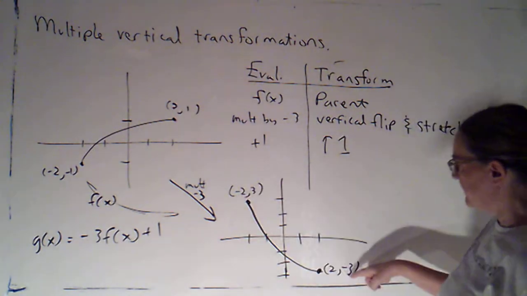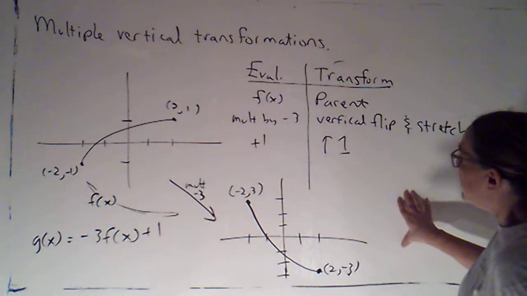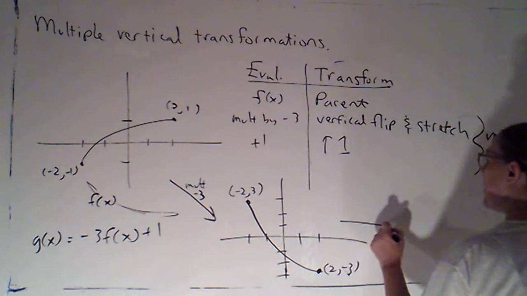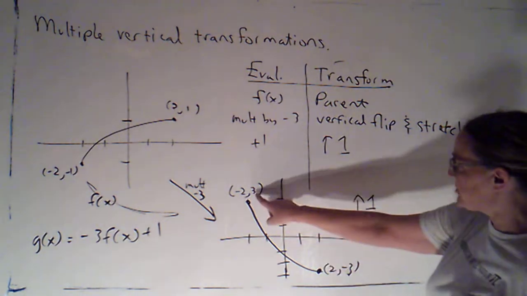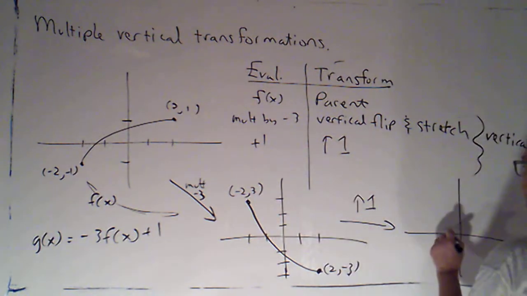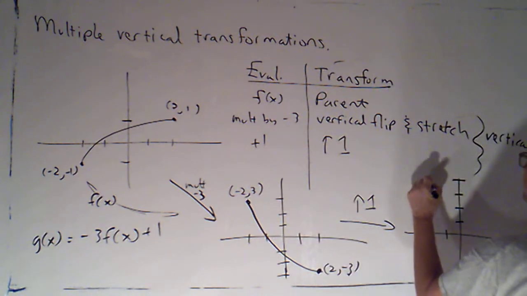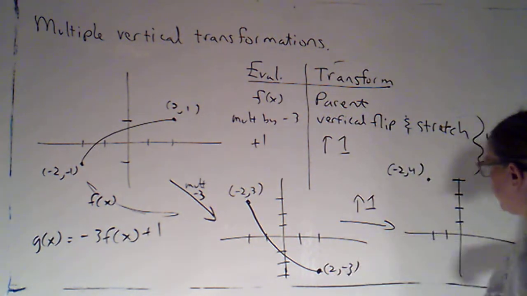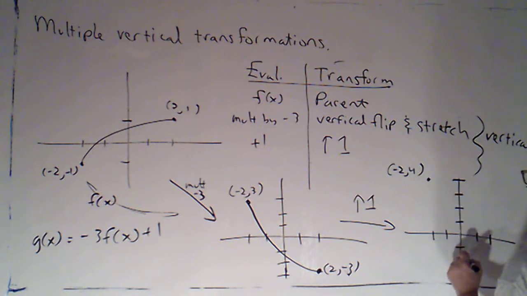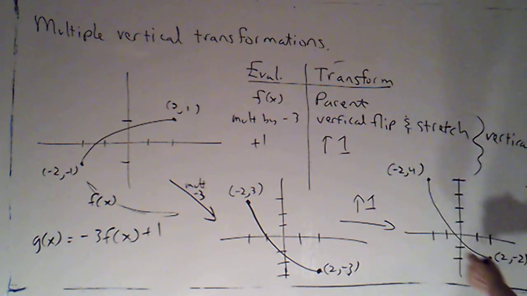Okay. All right, excellent. Then I wanted to move things up 1. So I'm just adding 1 to these y values. So that's going to become -2, 4. And this point will become 2, -2. And I'm connecting them with a curve that looks something like so.